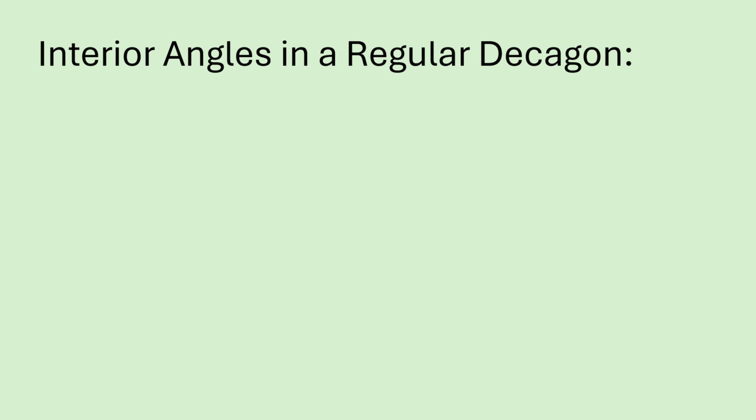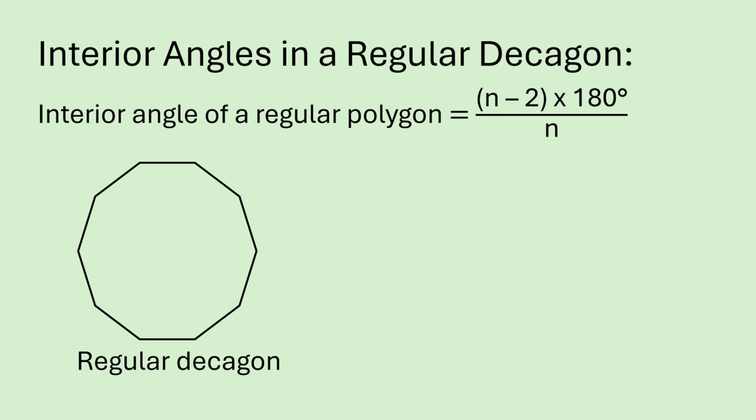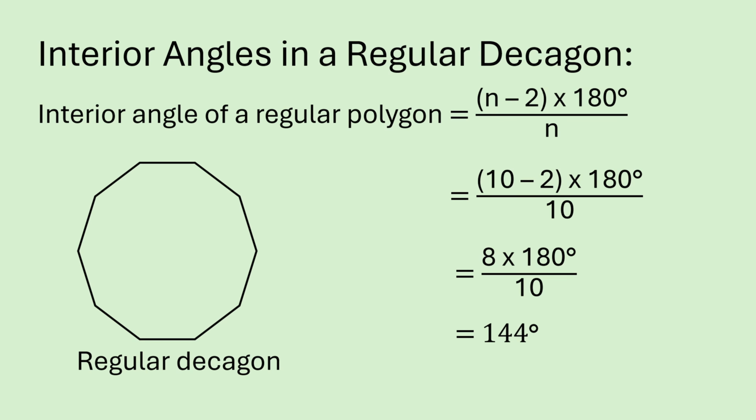Next, interior angles in a regular decagon. This is a regular decagon. The interior angle of a regular polygon is equal to (n minus 2) multiplied by 180 degrees divided by n. n is equal to 10. So 10 minus 2 multiplied by 180 degrees divided by 10. The answer is 144 degrees.